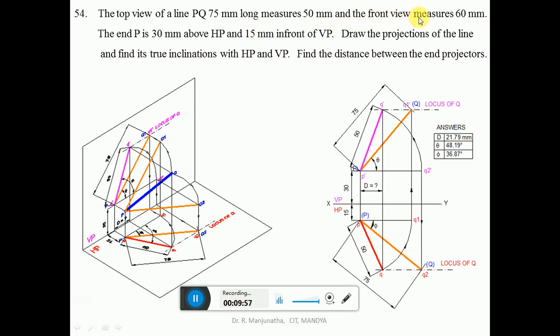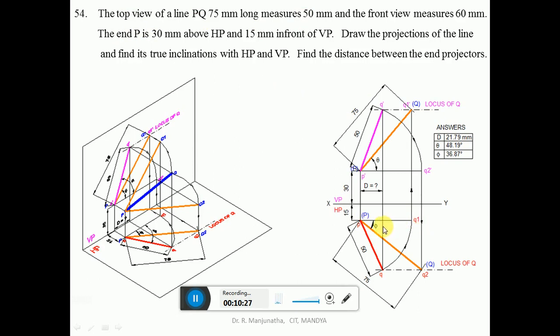When the front view line is made parallel, its corresponding top view will be in true length. When the top view line is made parallel, its corresponding front view will be in true length. So first we have only this line and this vertical line. We don't have any other line, and we don't even have the locus. So first we are going to make the top view line parallel. The top view line is 50 mm. So from P you measure 50 mm and draw a horizontal line and mark this point as Q1.